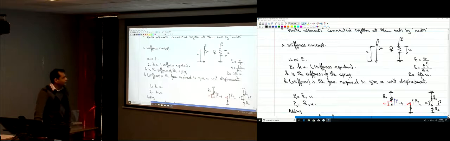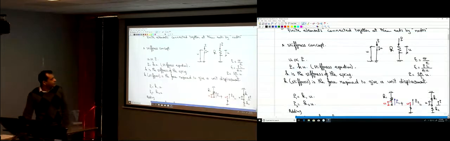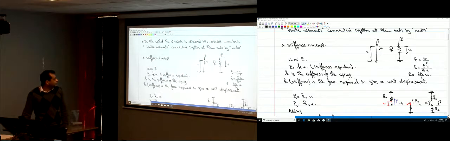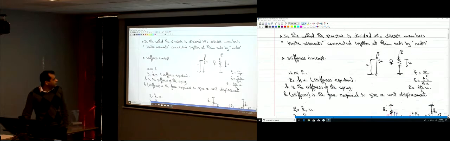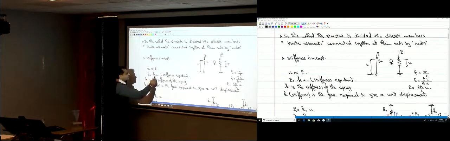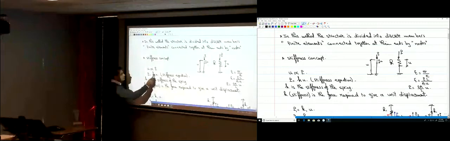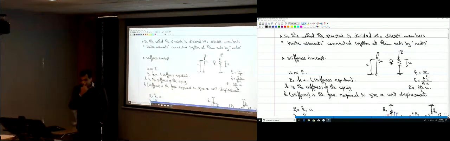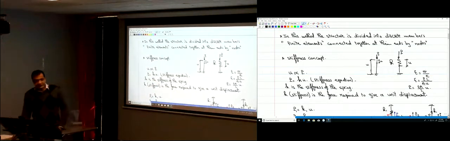So, for example, for a spring, you put a force P, there is a displacement U, so the relationship is that P is equal to KU. This is the stiffness equation. The force is equal to the stiffness coefficient multiplied by the displacement, or this stiffness coefficient is the force required to give a unit displacement. But this is a spring.